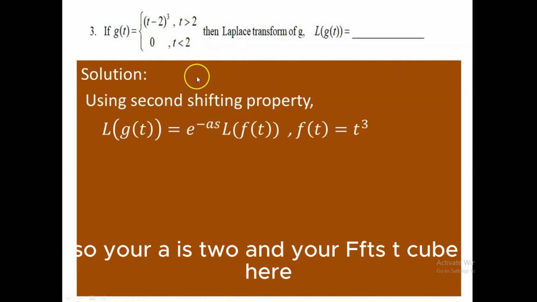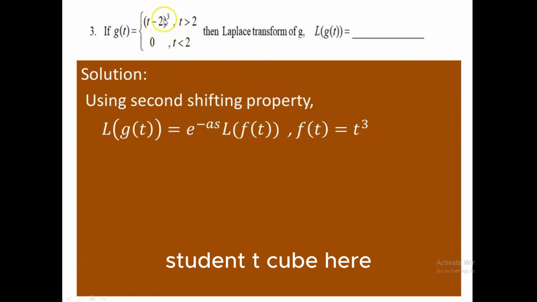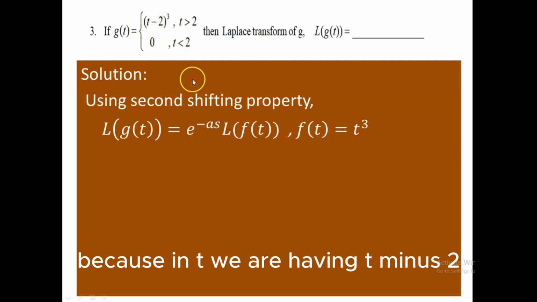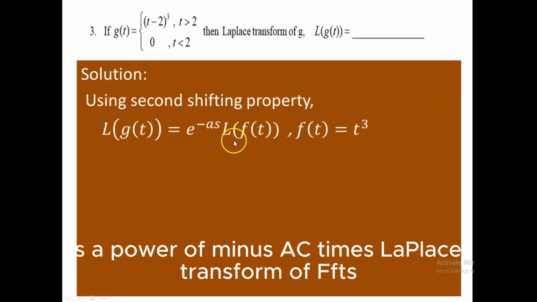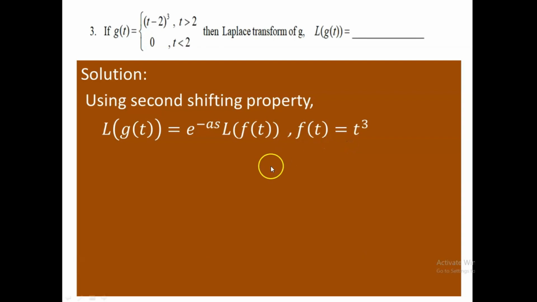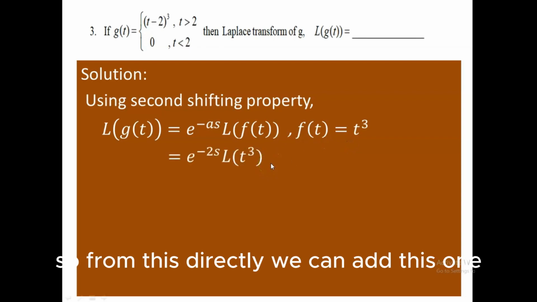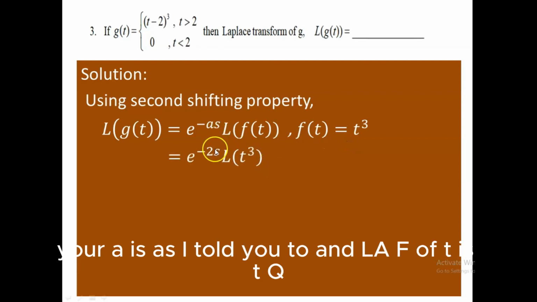And your f of t is t cubed here, students, because inside we are having t minus 2. So the Laplace transform of g of t is e to the power of minus a s times the Laplace transform of f of t, given that f of t is t cubed. So from this we can directly write it. Your a is, as I told you, 2, and f of t is t cubed.